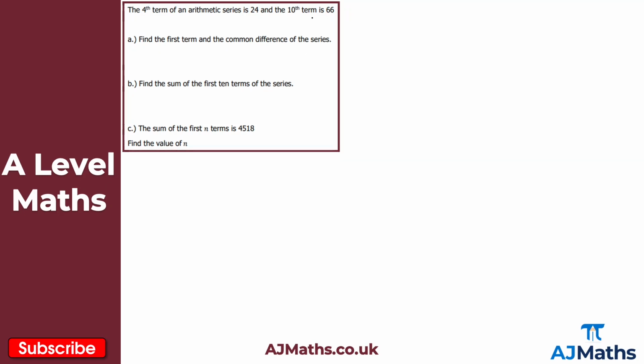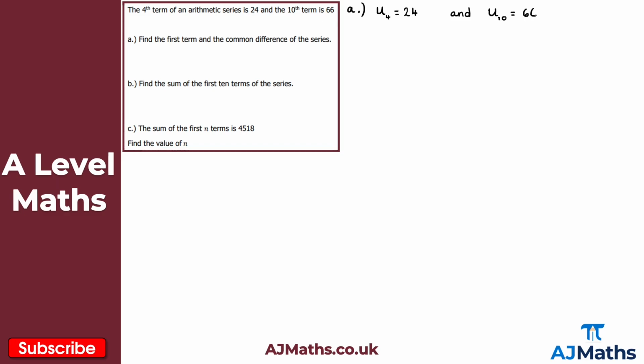and the 10th term is 66. So for the first part here, part A, we want to find the first term and the common difference of the series. So part A then, what we know is U4, the 4th term in this arithmetic series, is 24. And we also know that U10, the 10th term in this arithmetic series, is 66.